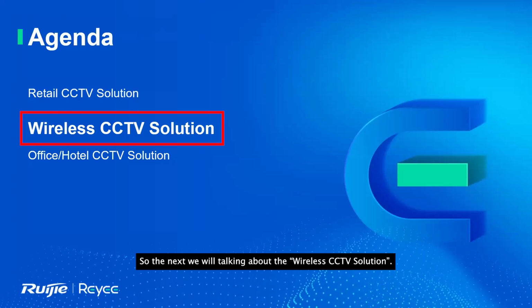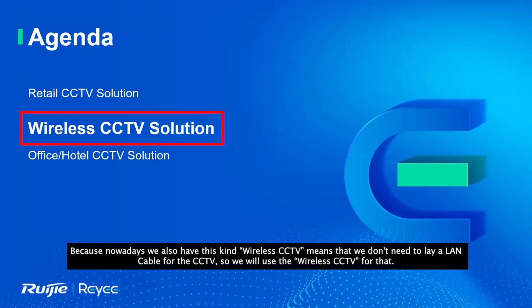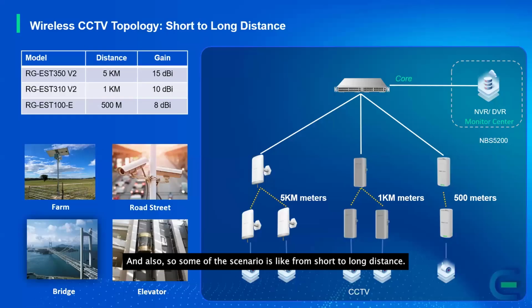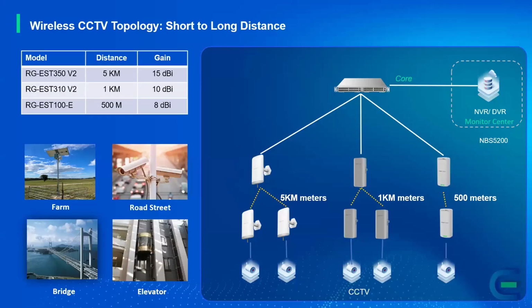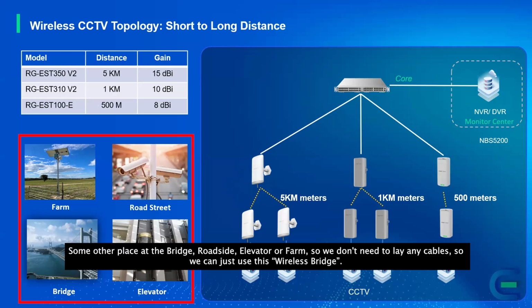Next we're going to talk about wireless CCTV solutions. Nowadays we have wireless CCTV, which means we don't need to lay a LAN cable for the CCTV. The scenarios range from short to long distances, in places like bridges, roadsides, elevators or farms, where we don't need to lay any cables. We can just use the wireless bridge.